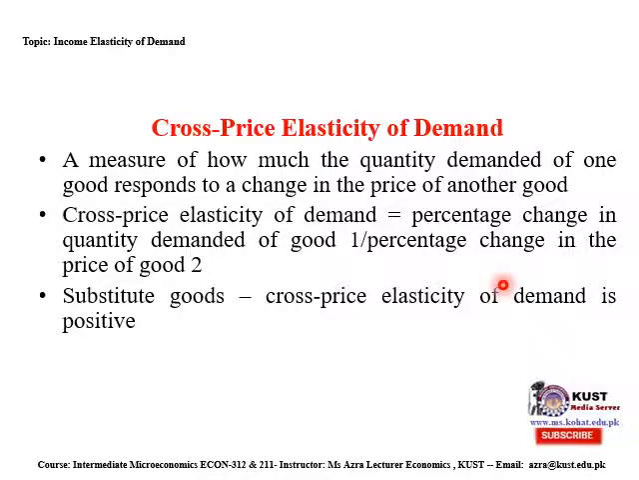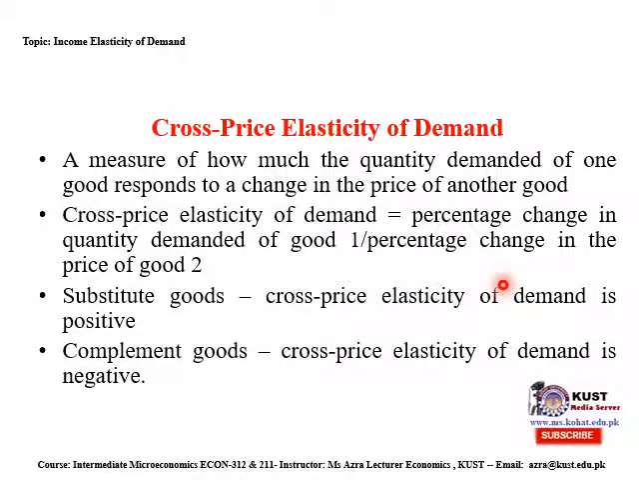For substitute goods, cross price elasticity of demand is positive. For complement goods, cross price elasticity of demand is negative. Substitute goods are those goods for which alternatives are available. For example, if you are going to consume tea and coffee, let's suppose the price of tea increases, the best alternative will be coffee. Complement goods are those goods which are always used jointly. We can also call them joint goods.